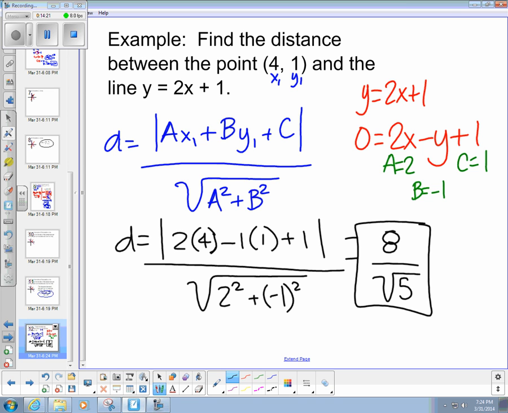You do not have to rationalize unless your directions specifically state, or put it as a decimal unless the directions say that you need a decimal answer.